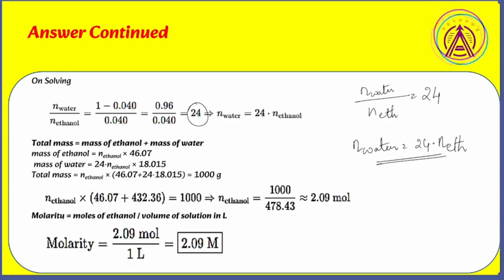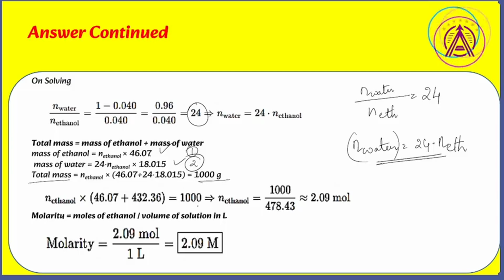Mass of ethanol is what? Number of moles of ethanol into molar mass of ethanol. So I get N ethanol into 46.07. Mass of water, similarly, I can write in terms of ethanol. Moles of water is nothing but 24 times moles of ethanol. So this mass of water I can write as 24 into moles of ethanol into its molar mass, correct? So total mass of my entire solution is this plus this, which is nothing but 1000 grams or 1 kg.